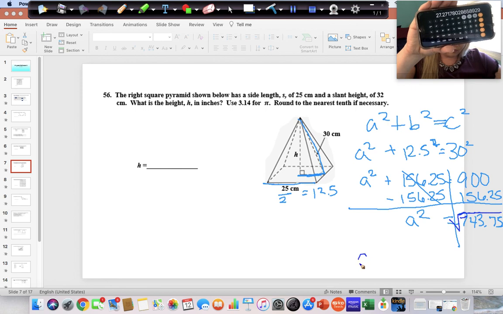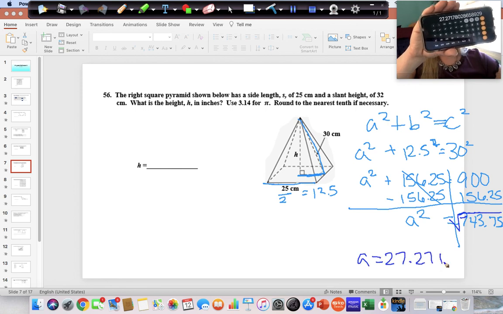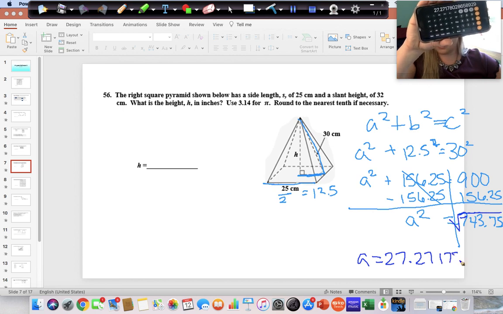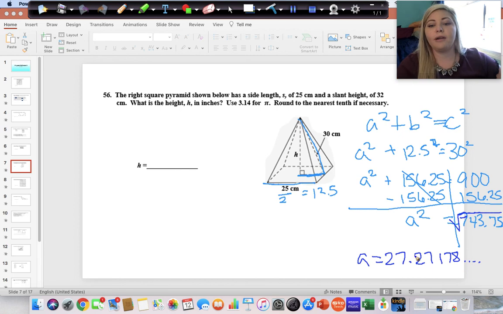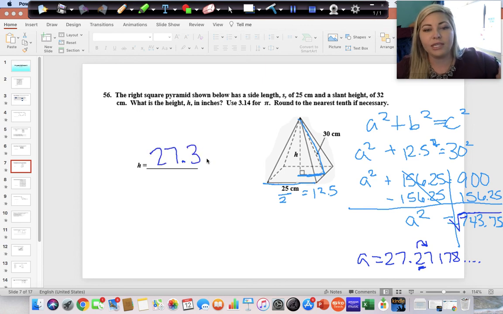So if we're rounding to the nearest tenths place, that's this place value, we're going to look behind it. That 7 is enough to bump that up to a 3. So it is going to be 27 3/10, and we are looking at centimeters.